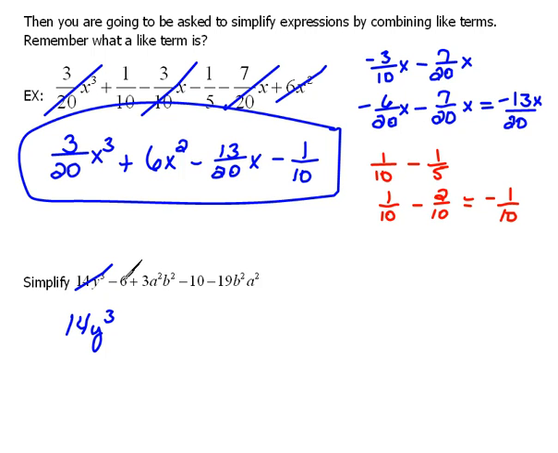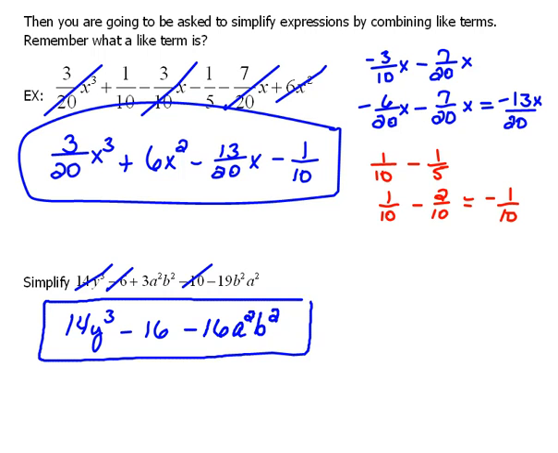We have next a number, negative 6. We can combine that with this negative 10 to put those together as a negative 16. And now we have an a squared b squared term. Well, just because this one is b squared a squared, that doesn't mean that they're any different. We could rearrange that and have the exact same thing. So plus 3 of those minus 19 of those is minus 16 of those a squared b squareds. And that is how we would combine them.